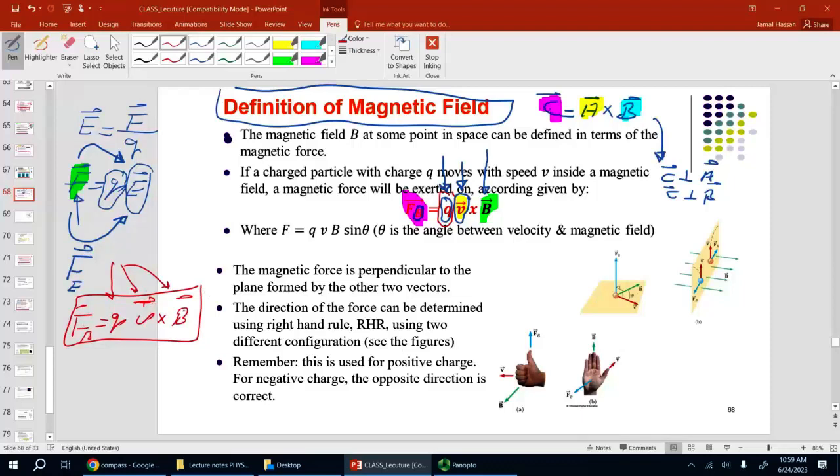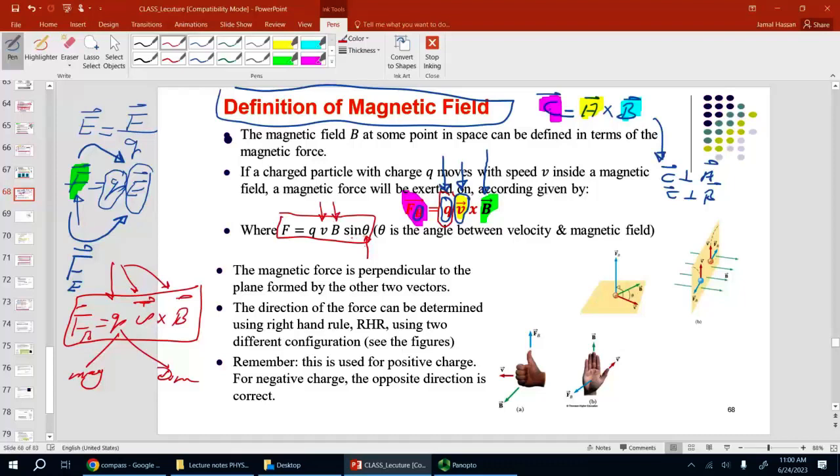Now this is a cross product. You all know a cross product has two things, right? Magnitude and direction. So the magnitude of the force is simply equal to Q V B sine theta. So what is theta in this case? Well, theta is the angle between the two vectors, the velocity and the magnetic field.